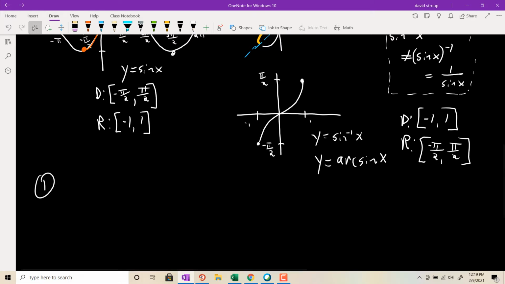Okay, let's look at some exercises from the book. We'll start with problem 1, and they want to know what is sine inverse of 1/2. So what does this come down to?